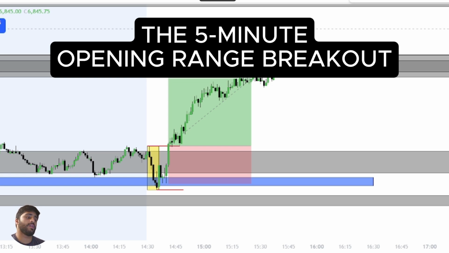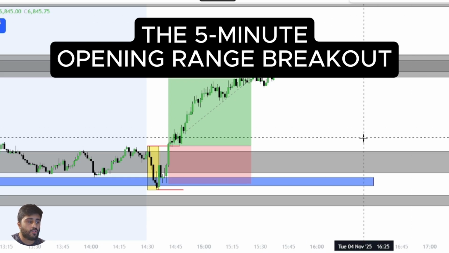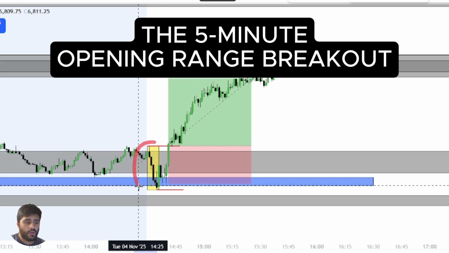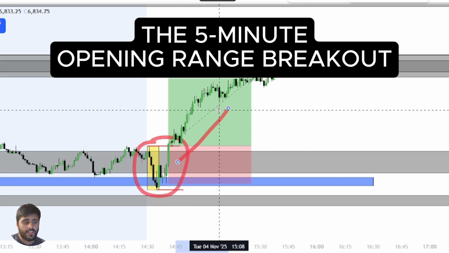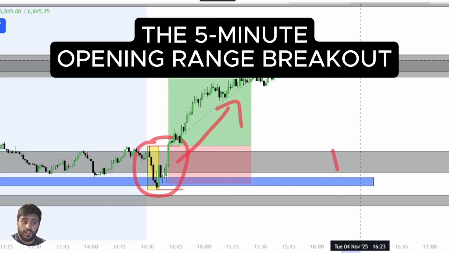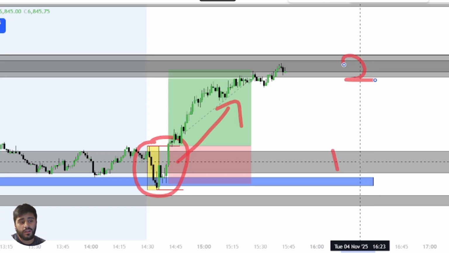In this video, I'm going to be going over the 5-minute ORB, the opening range breakout. This is a trade which I didn't actually catch, on the 4th of November, but it was a 5-minute ORB, and we're going to go through how you can catch this trade, why this level was a good level, and why you wanted to target this level. I just trade from one level to the next, right?